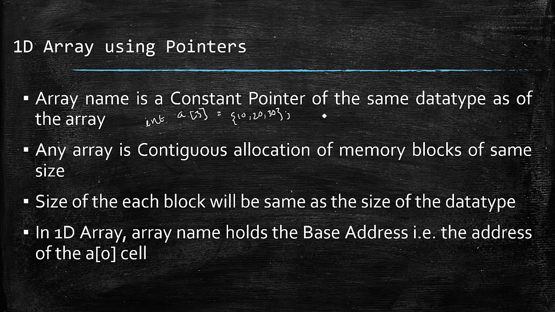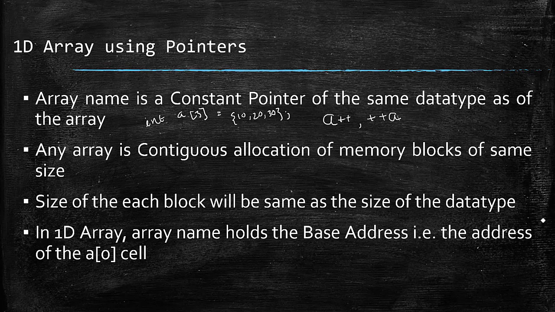As it is a constant pointer, operations like a++ or ++a, which try to change the value of a, are not permissible, and they are going to give you a compilation error. The reason is that here a is a constant, so we cannot change the value of a constant. That is why this kind of operation where we want to change the value of a is restricted.